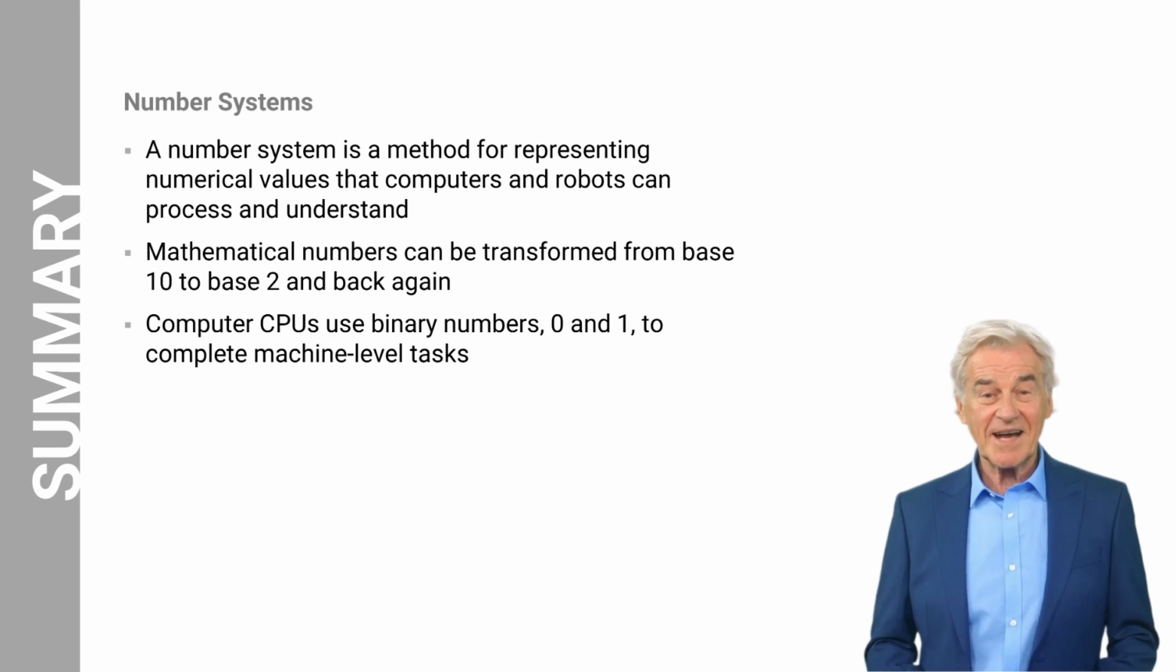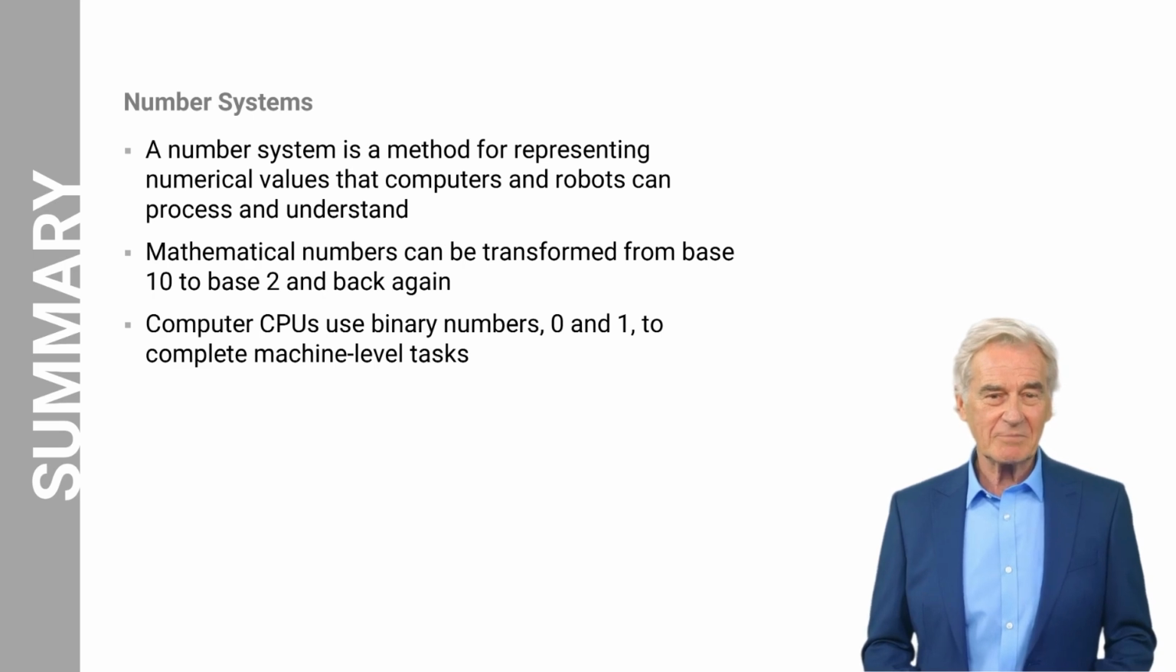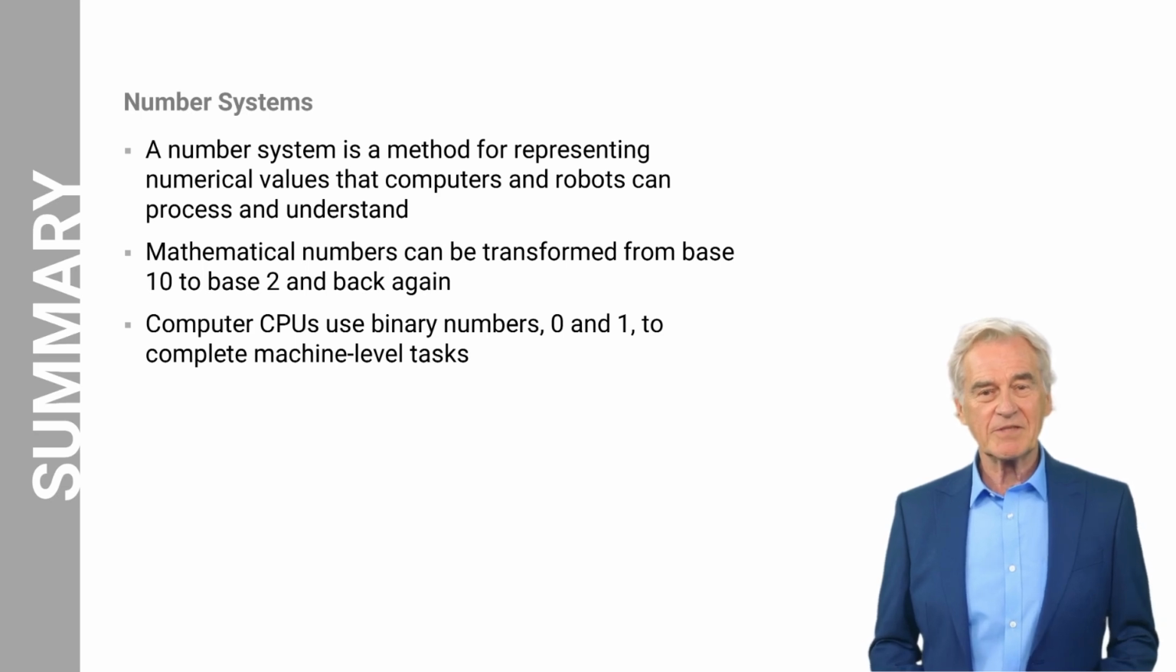In summary, a number system provides a standardized method for representing numerical values that computers and robots can process. These systems enable transformation between decimal or base 10 and binary or base 2 numbers through specific conversion steps. The importance of these conversions becomes clear when we consider that computer CPUs operate using binary, that is, zeros and ones, to perform machine-level tasks, making number system understanding important for robotics and computer programming.